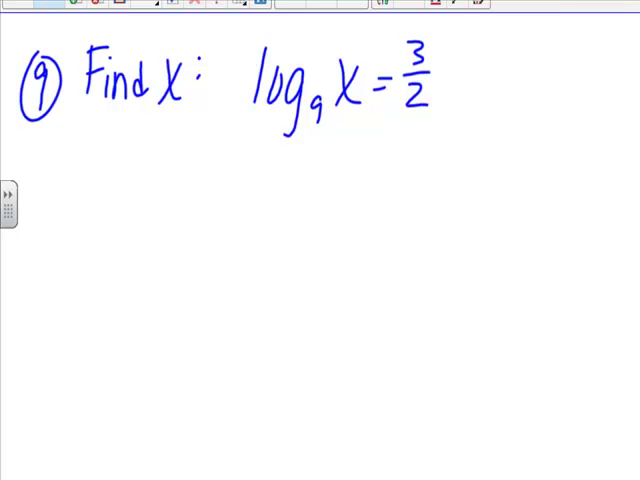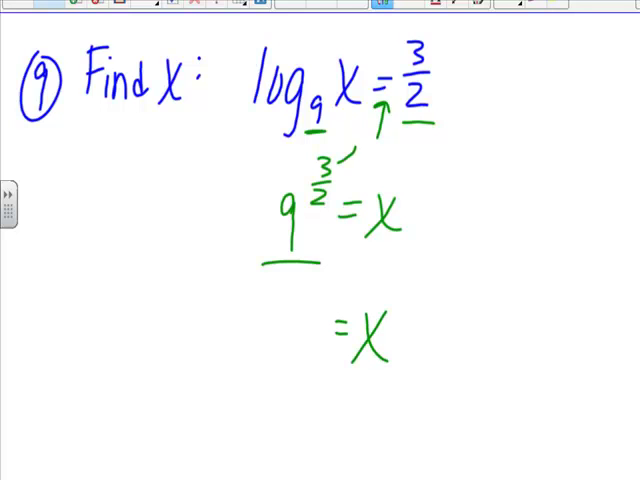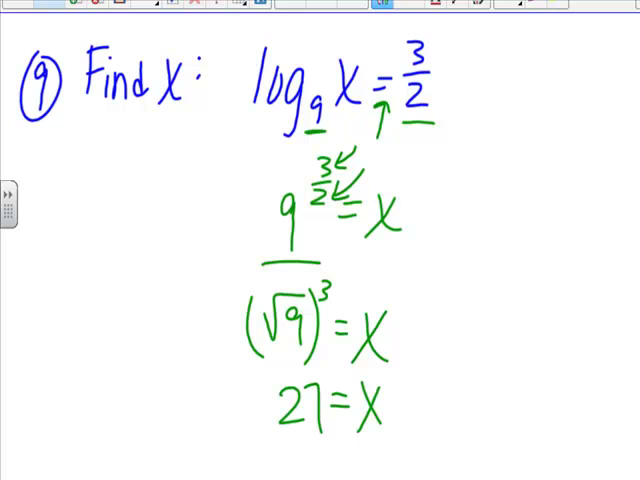Okay, find x. So once again, I'm going to use my relationship to exponential form, and I'm just going to say this is my base. A logarithm is an exponent. This is my exponent, so that must be what x is equal to. Now you could just throw that in your calc, but just for kicks, to review power root, the easiest way I think to think of this is it's got to be the square root of 9 to the third power. So square root of 9 is 3, and 3 cubed is 27.